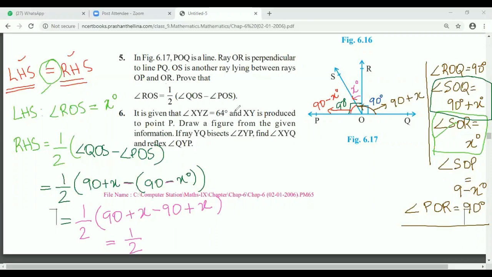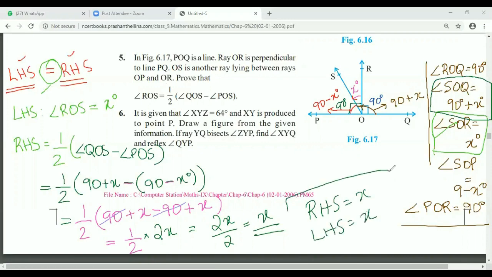From here, you can see the same negative and positive values will cancel. This 90 is positive and this is negative 90, so they cancel each other. The balance you will get here is 2x, half into 2x, that is 2x divided by 2. You will get x. So RHS is equal to x, as well as LHS which you already got as x. This will happen in all the cases. That means if you simply have a line and another line is perpendicular, if you simply draw a ray perpendicular to it, this equality will hold.